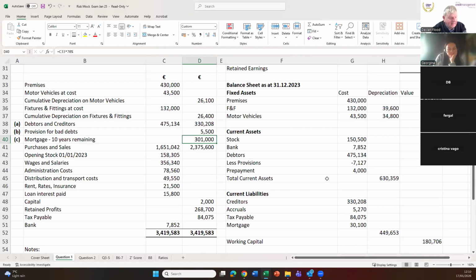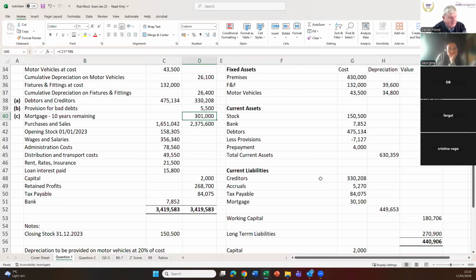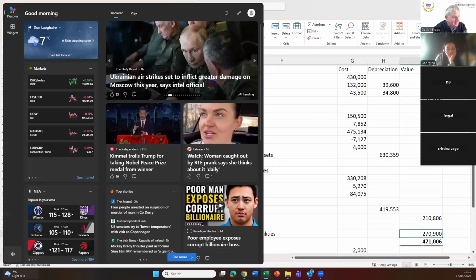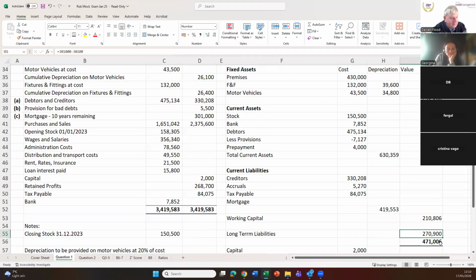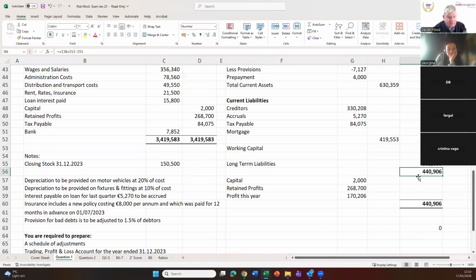But look, the good thing about it is, if you forgot that completely, and you put in 301,000 as your long-term liability, your balance sheet will still balance, and you'll get 49 out of 50.